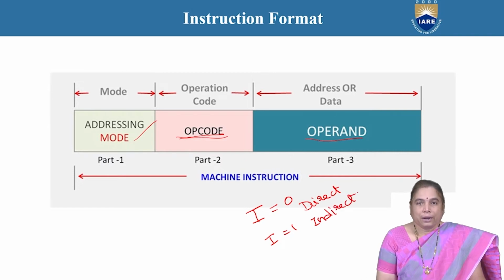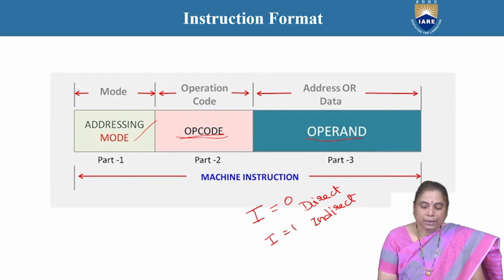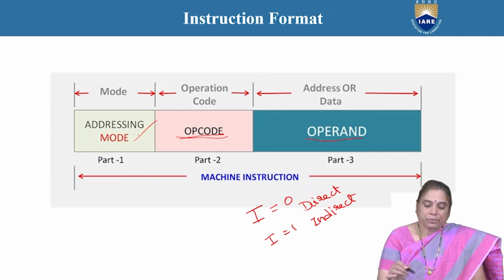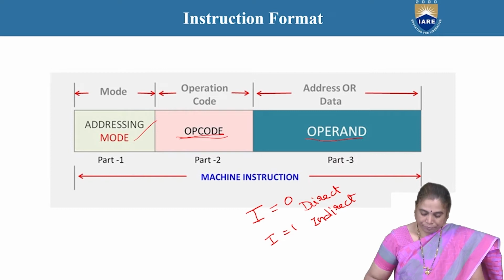In the direct addressing mode, where the address is specified in the instruction format, there itself the operand is available. But in case of indirect addressing mode, the address specified in the instruction format gives the effective address of the operand. So the addressing mode can be specified in the last MSB bit of the instruction format.